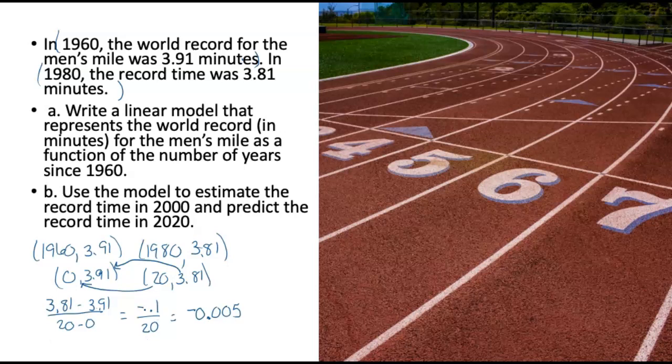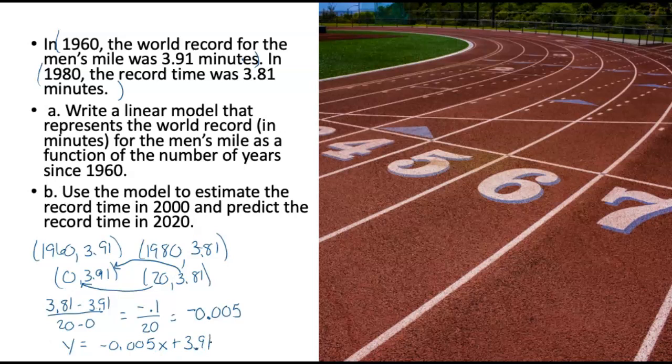And when we have our negative 0.1 and we divide that by 20, it looks like they are actually dropping 5 thousandths of a minute every year. So we can write an equation using this, y equals negative 0.005x plus, well, where did it start? What was their first? Remember back here at the 1960s where we started? So that'd be plus 3.91.